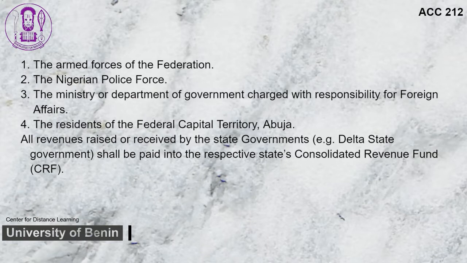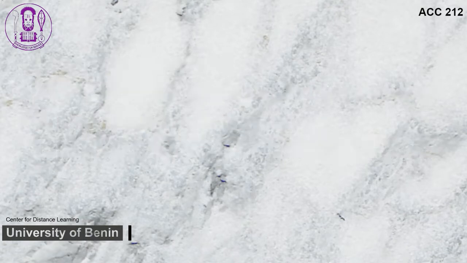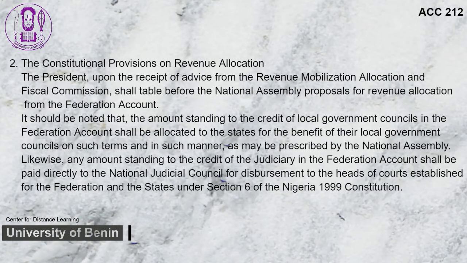All revenues raised or received by the state governments, for example Delta State Government, shall be paid into the respective state's Consolidated Revenue Fund, CRF. 2. The constitutional provisions on revenue allocation. The President, upon the receipt of advice from the Revenue Mobilization Allocation and Fiscal Commission, shall table before the National Assembly proposals for revenue allocation from the Federation account.